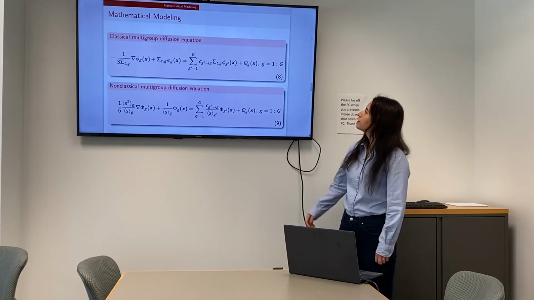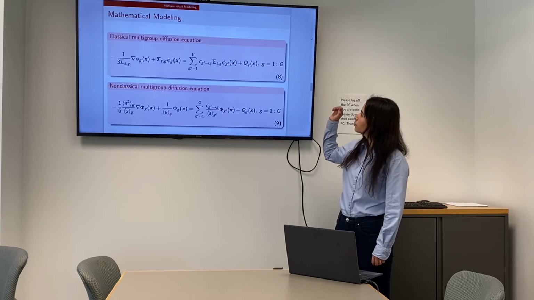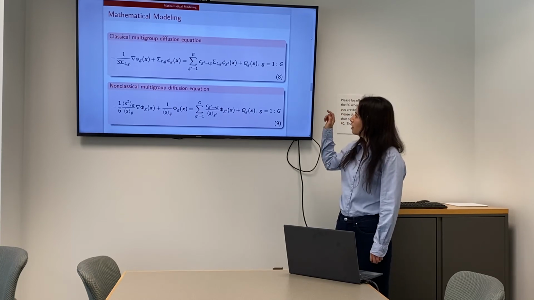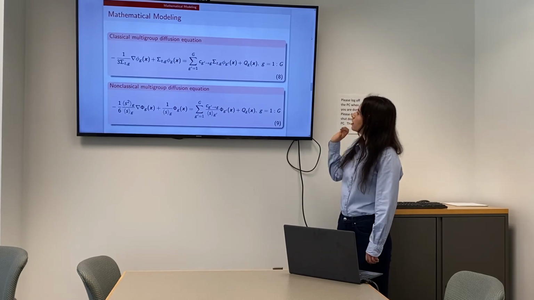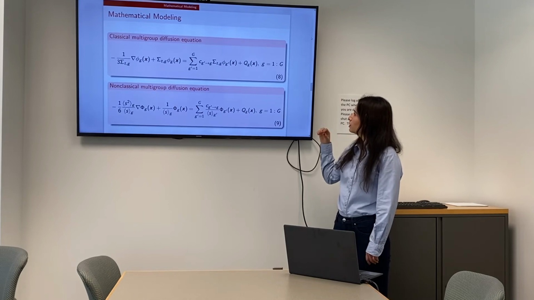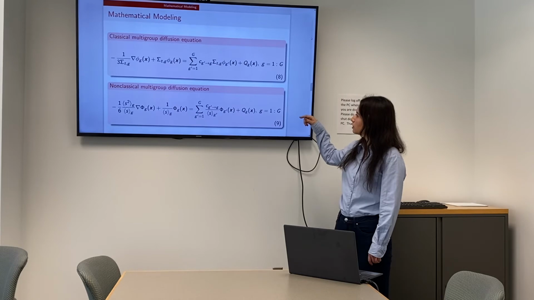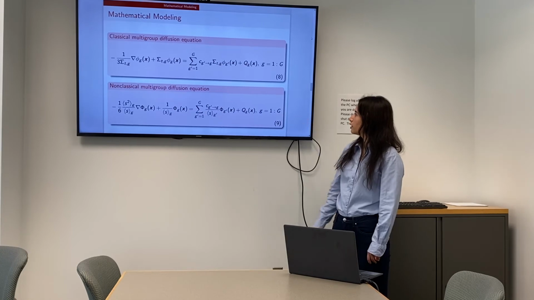Here we have the classical multigroup diffusion equation and the non-classical multigroup diffusion equation. They are balanced equations. They are in three-dimensional form, and the difference is that in non-classical we have the dependence of mean free path and squared mean free path.